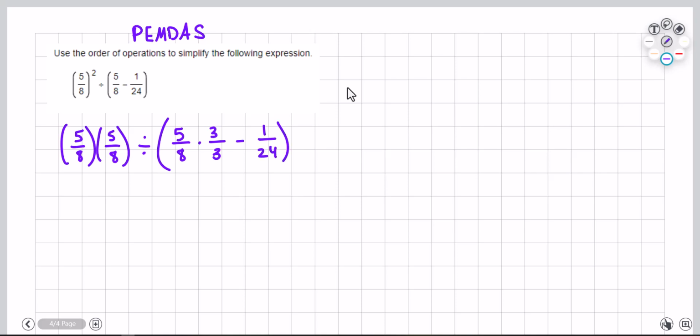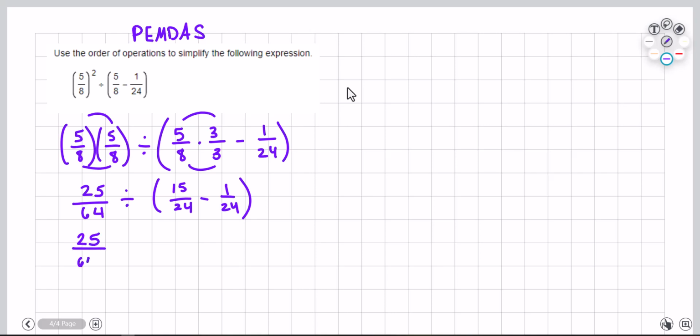All right, 5 times 5, 25. 8 times 8, 64. Divided by 5 times 3, 15. 8 times 3, 24, minus 1/24. So I just bring that 25/64 down, divided by, still doing what's inside the parentheses, so 15 minus 1, this is going to be 14/24.